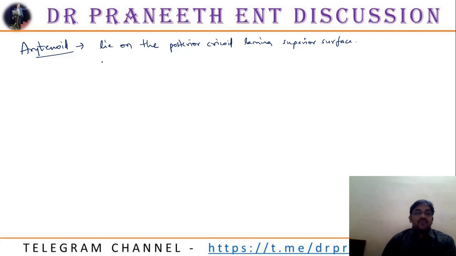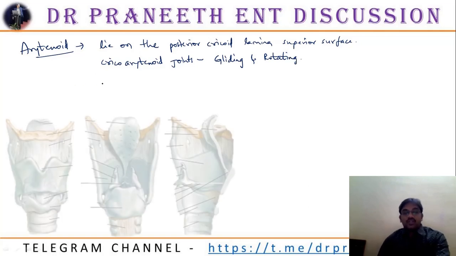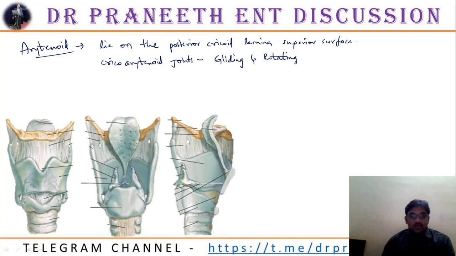They form the cricoarytenoid joint on either side. At this joint, two kinds of movements will happen: gliding and rotating. If you see the arytenoid cartilages posteriorly, this is the cricoid lamina, superior surface. Here your arytenoids, the pyramid shaped arytenoids, are sitting on either side.